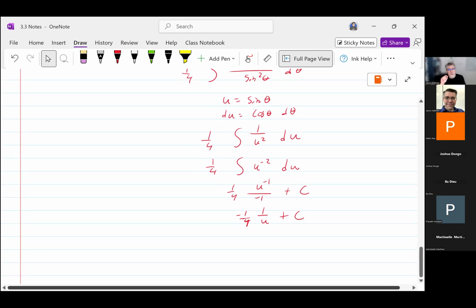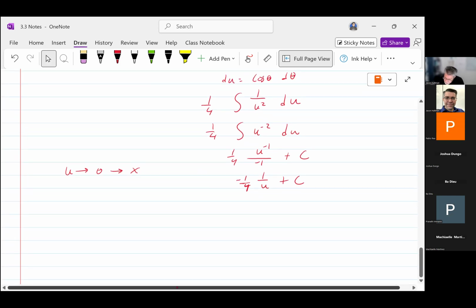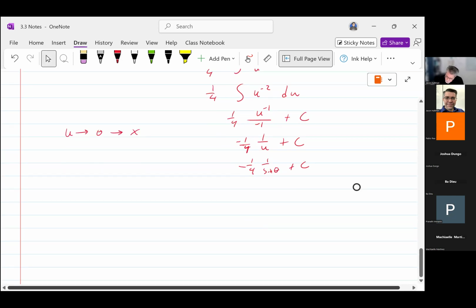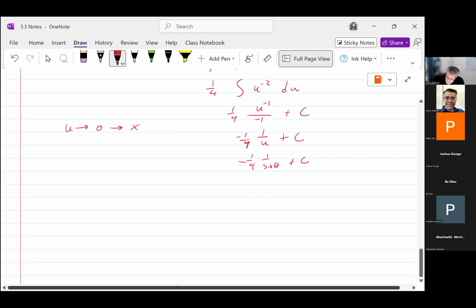So we did a U substitution on a trig substitution, so we actually have to go 2 steps back here. We've got to go back to theta, and we've got to take that back to x. So we've got to leave things the way we found them. We found them in terms of x, and then we did a trig sub using theta, and then we did a U sub on the trig sub. So we take this 1 over U, and say that was sine of theta. So this is negative 1/4 times 1 over sine theta plus C. Well, what is 1 over sine theta? That's cosecant. So this is negative 1/4 cosecant theta plus C.